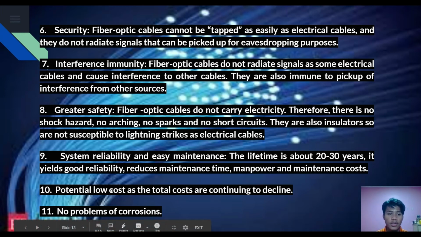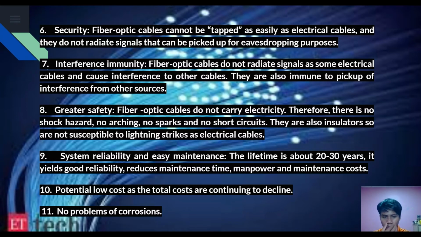Next, it has greater safety because fiber optic cables do not carry any electricity. There is no shock hazard, no sparks and no short circuit, so it cannot endanger other people, so it is safer compared to copper cable. They are also insulators and not susceptible to lightning strikes as electrical cables are.